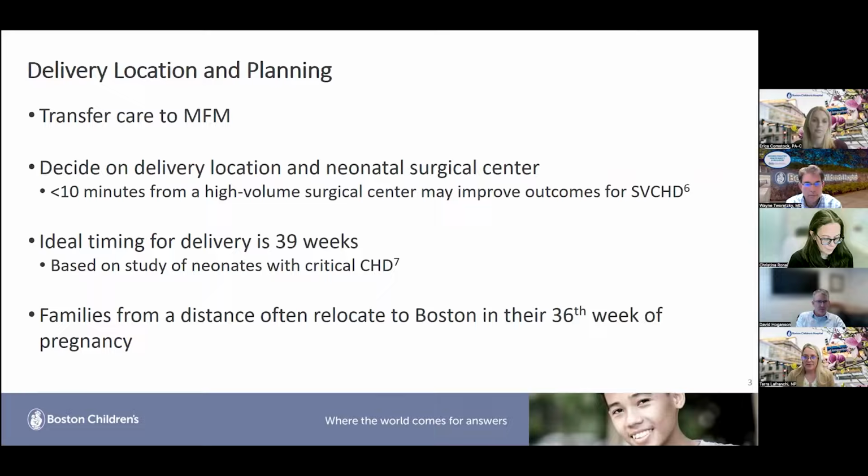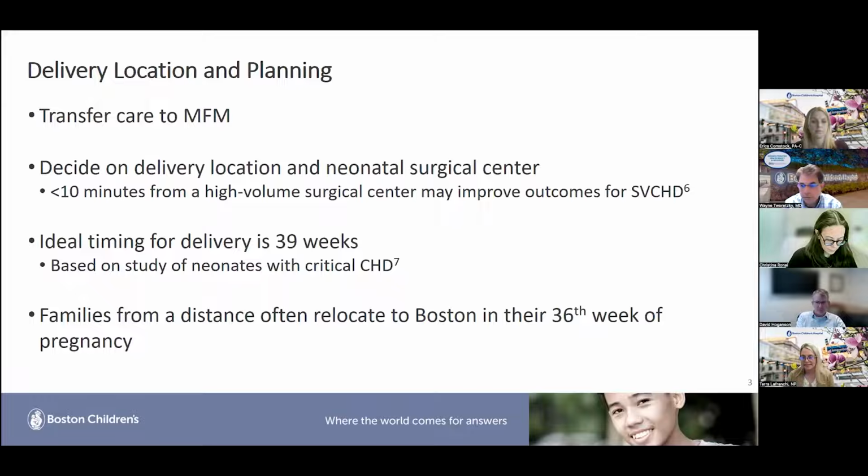When you are carrying a baby with HLHS, we recommend that you transfer care to an MFM or a high-risk OB. One of your first parenting decisions will be to decide where you will deliver your baby. For best neonatal outcomes, your delivery should occur at a hospital adjacent to the neonatal cardiac surgical program of your choice. This will allow for a smooth and timely transfer of your baby, as well as ease of parent and baby visits. The ideal timing for delivery is in your 39th week of pregnancy, so that your baby is a good size and their brain and lungs are more developed.